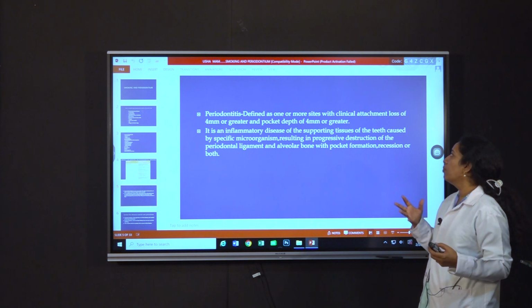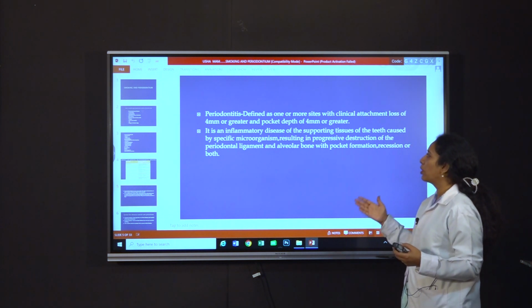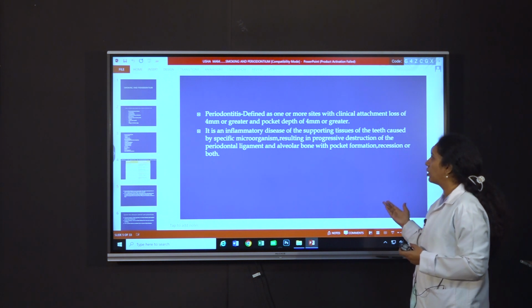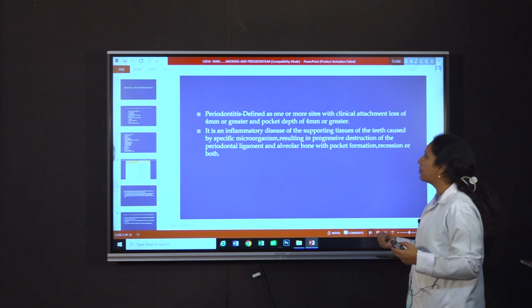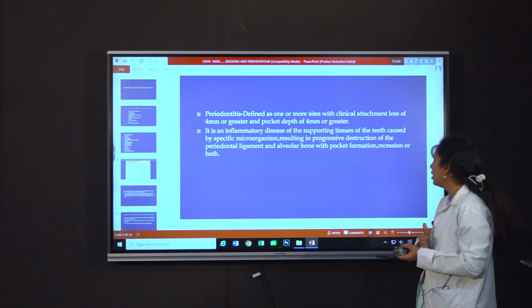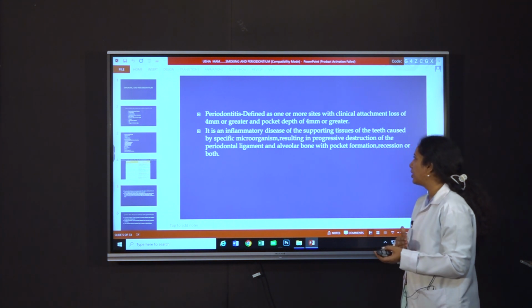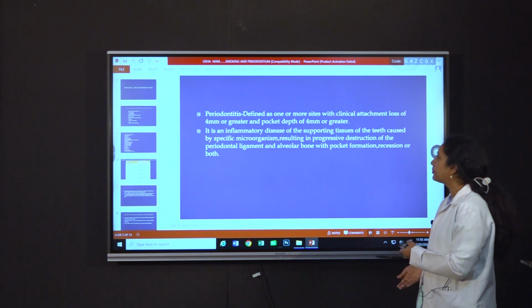Periodontitis is defined as one or more sites with clinical attachment loss of 4 mm or greater and pocket depth of 4 mm or greater. It is an inflammatory disease of the supporting tissue of the teeth caused by specific microorganisms, resulting in progressive destruction of the periodontal ligament and alveolar bone with pocket formation, recession, or both.